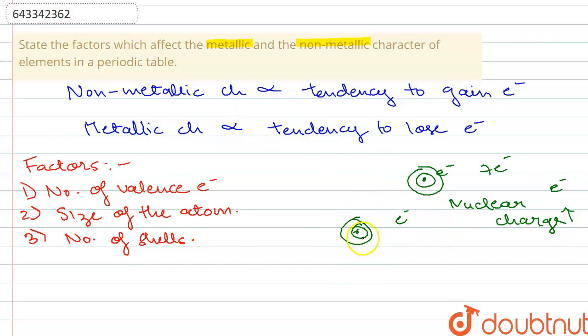Or you can also say that as you move from top to bottom, because of the increased number of shells and the increased distance between the nucleus and the outermost electrons, the electrons are loosely bonded to the nucleus, and so the nuclear attraction is decreased. If the nuclear charge is decreased, the size of the atom increases. Now if the size increases and the nuclear charge is decreased, the tendency to lose electrons will be increased, because less energy will be required to remove 1 electron from the outermost shell. So the metallic character increases. Either way the same thing happens. These are the factors that determine the non-metallic and metallic character. That was the explanation. Thank you.